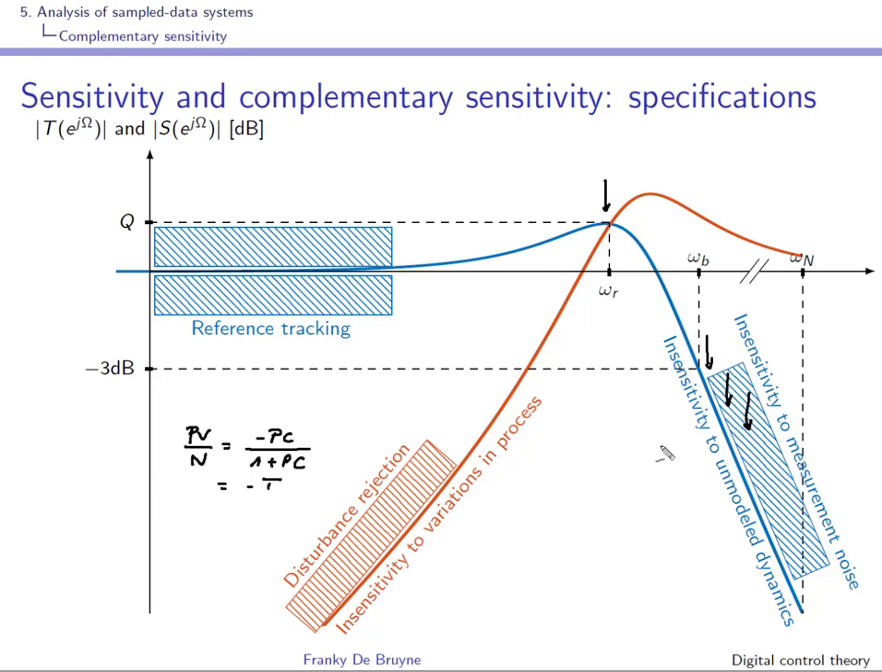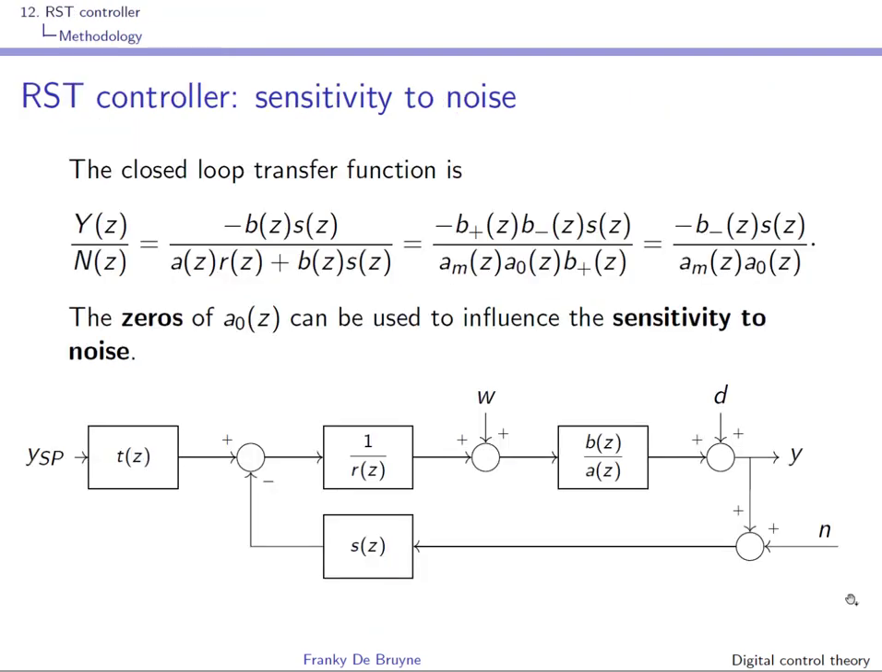So what you can do for the RST controller is play with the roots of A0 in order to achieve this insensitivity to measurement noise in the, well, high frequency ranges. This is where the noise is present. Well, remember that the RST controller is a 2-degree of freedom, so this transfer function from noise to Y in this case will not correspond to minus the transfer function from set point to controlled output, right? But we can still have a look at the Bode diagram of this transfer function where A0 plays a role.